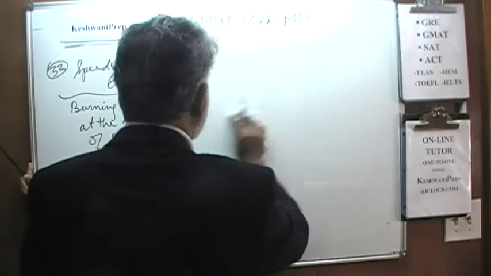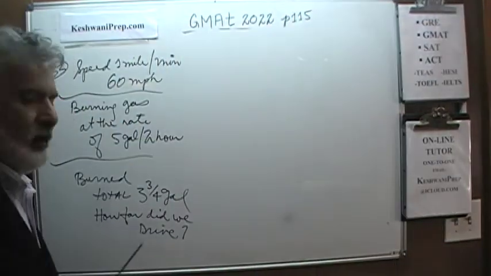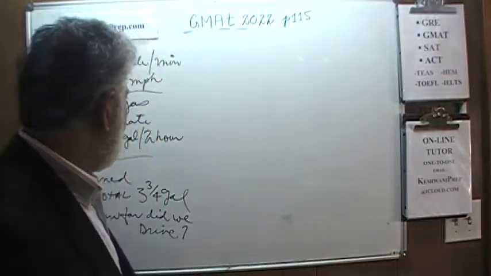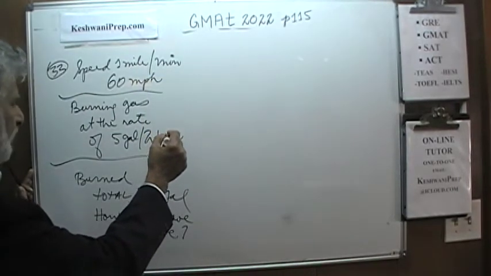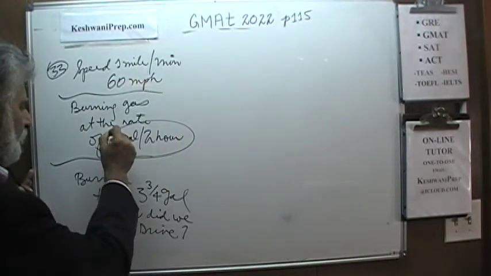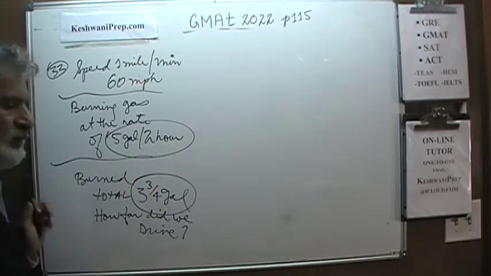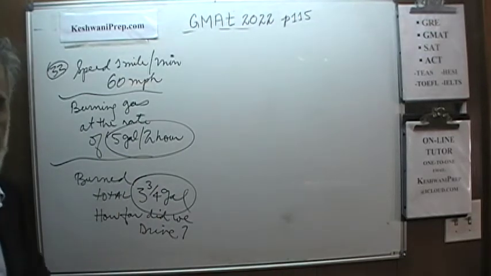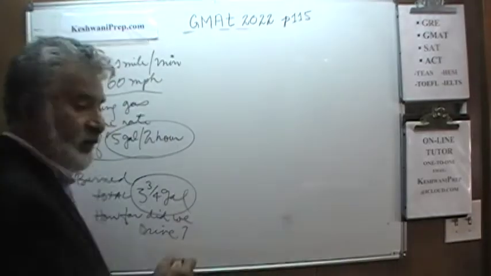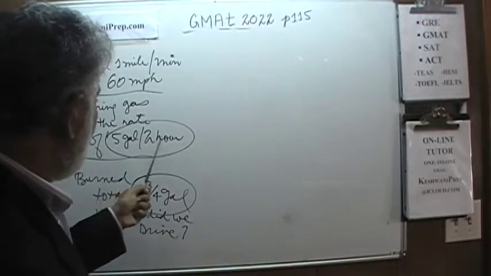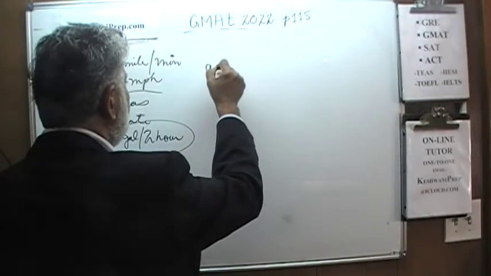But before we can worry about how far we can drive, we have to first establish how long we have been driving. How long we have been driving will come from these two pieces of information right here. The fact that we're burning 5 gallons every 2 hours and the fact that we burned 3 3/4 gallons will tell us how many hours we've been driving. Let's find out, shall we? So we're going to set it up as a proportion problem, gallons and hours.